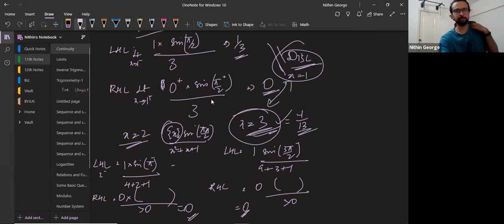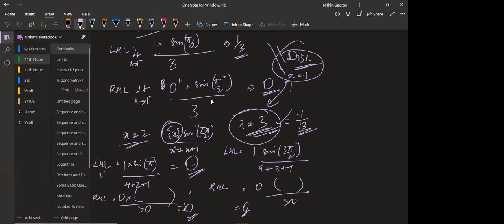At x equal to 2, what happens? Sine pi happens to be 0. So you can equate both of them, you will get 0. You get this, guys? Yes, sir. All right.